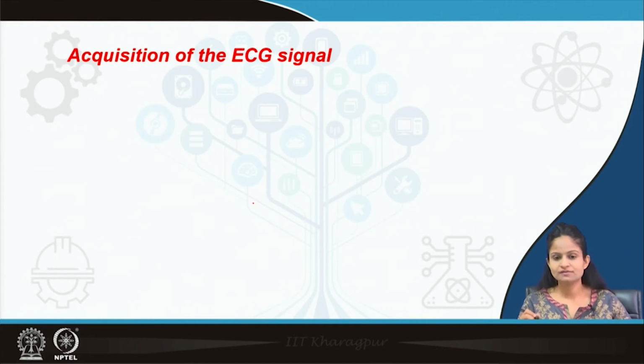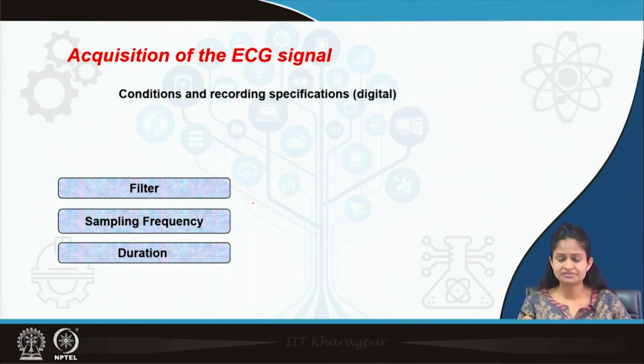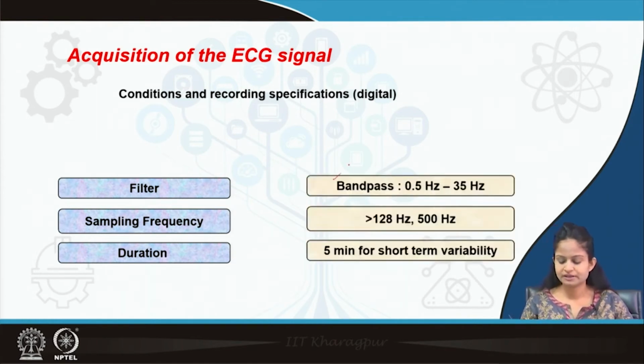So, acquisition of the ECG signals, or preconditioning of the ECG signal, is based on various factors: what filter you are using, what the sampling frequency is, and what duration of recording is needed. For the filter, we use band pass filters of 0.5 Hertz to 35 Hertz. The filter is mainly used to eliminate any unwanted noises.